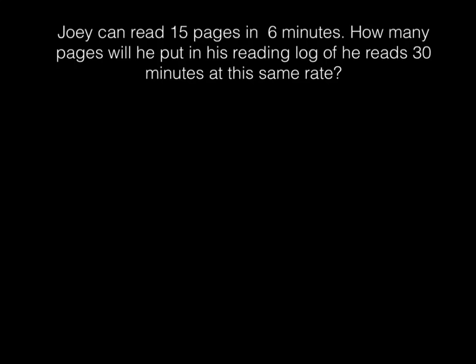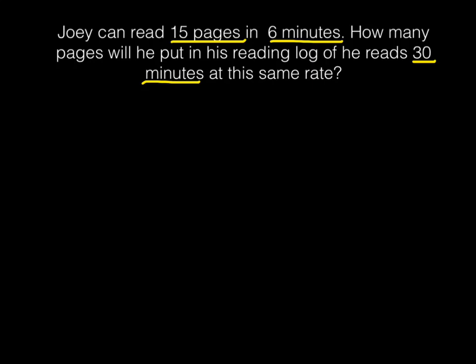So as I read this, I see a number here, 15, and it goes with pages, 15 pages. Here's another one, in 6 minutes. And then later on, it asks us how many pages he'll put in his reading log if he reads 30, here's a number, 30 minutes at the same rate. Now remember, a ratio means two different numbers that go together. So in this case, it's pages per minute, right?